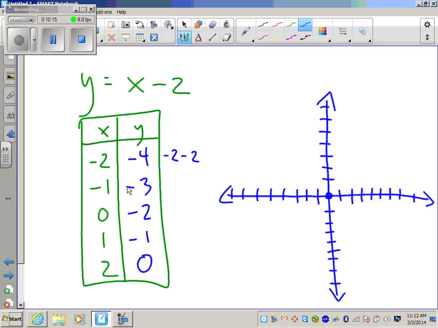There we go. So we got these ordered pairs. Negative 2, negative 4 is going to be there. Okay? Negative 1, negative 3 is going to be there. 0, negative 2, there. 1, negative 1, there. And 2, 0 is going to be here. So from there, we're going to draw a straight line through our points. And this isn't very straight, but I'm doing it freehand. Label it as x minus 2. Put the arrows on each end, and we're good.